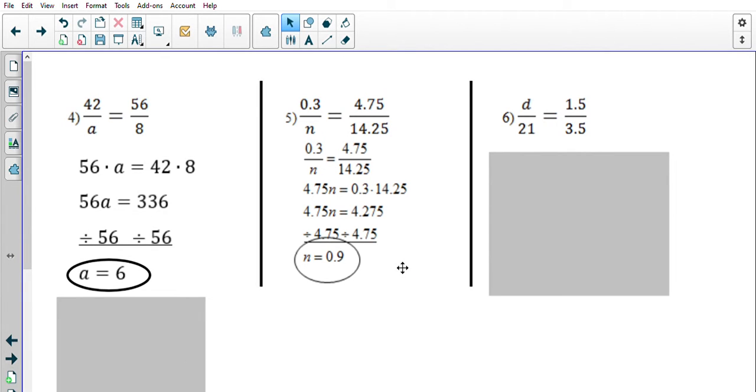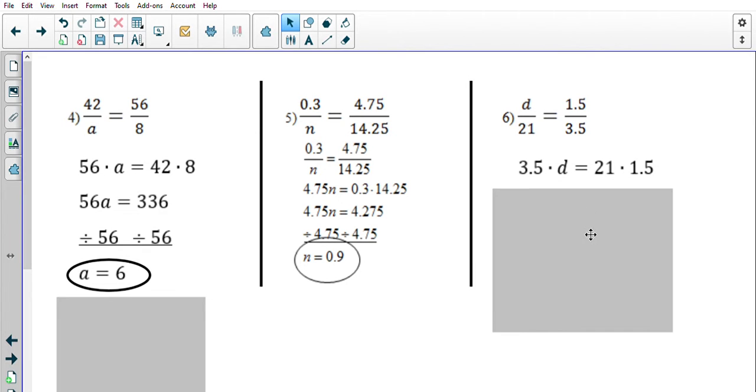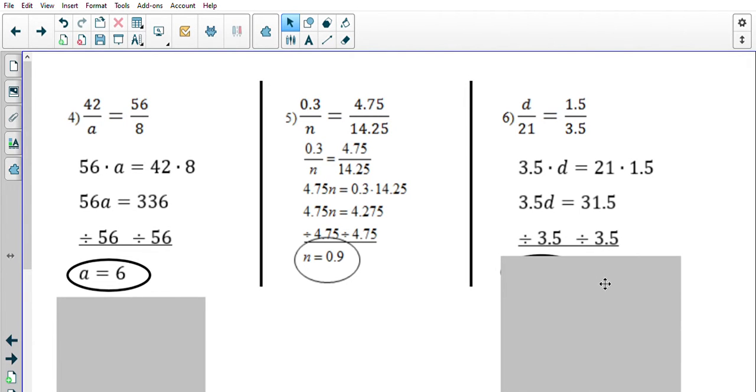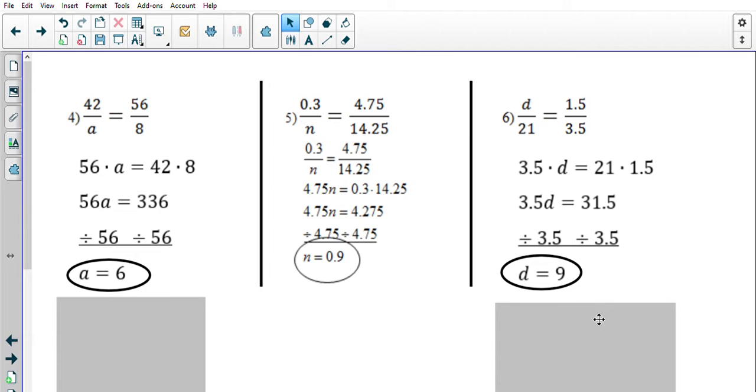You will see a question number 5 where your answer is a decimal. That's one that's already typed up for you. Just recognize that sometimes you might end up getting decimal solutions. All right, number 6. Take 3.5 times D and 21 times 1.5. That will get us 3.5D equals 31.5. Divide both sides by 3.5 to get D equals 9 for our solution.